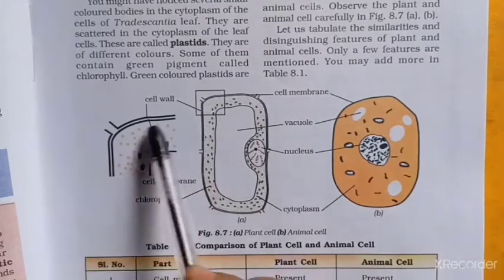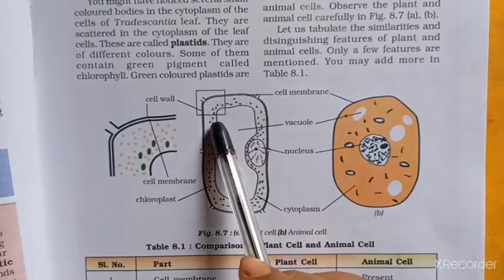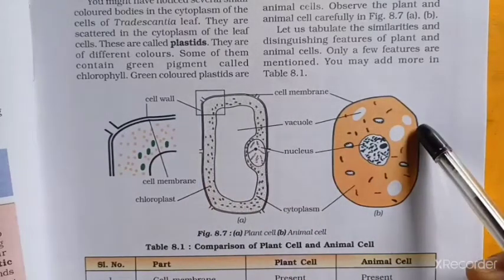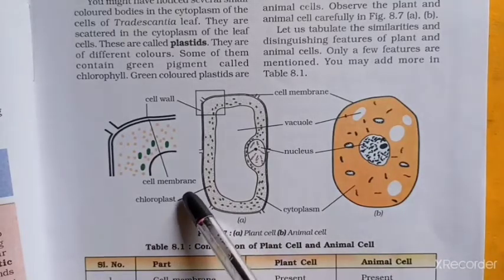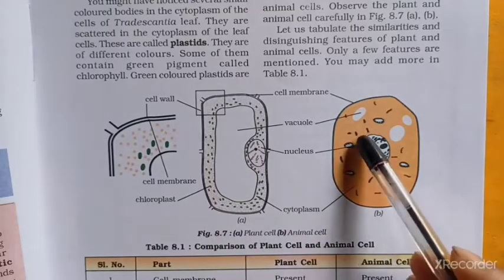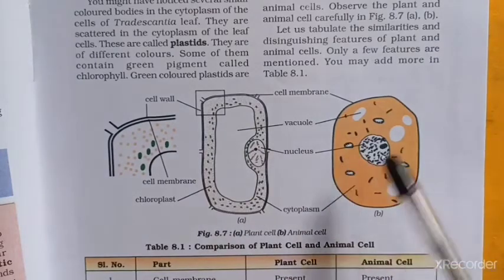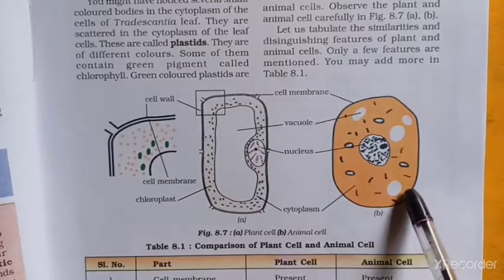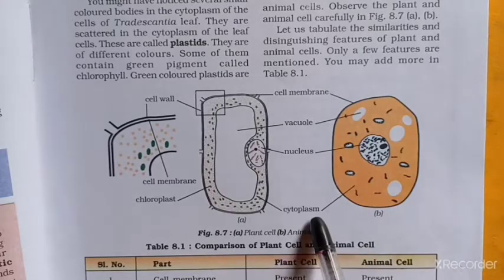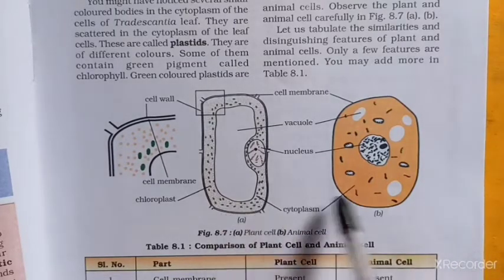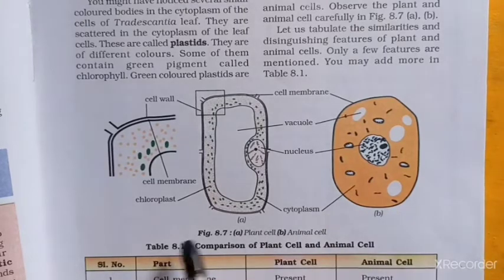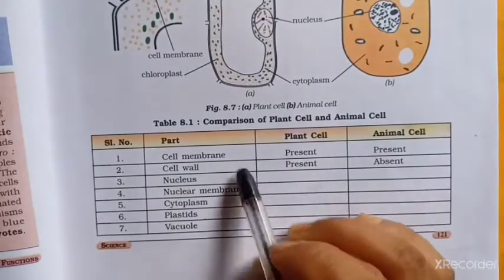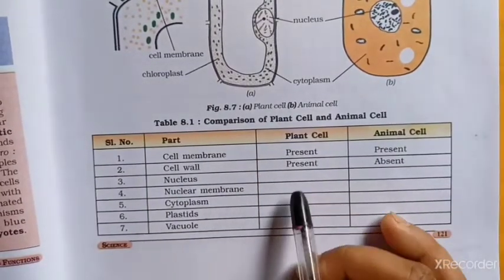Cell wall is present in the plant cell, and cell wall is absent in the animal cell. Cell membrane is present in both plant and animal cells. Chloroplasts are present in the plant cell, whereas chloroplasts are absent in the animal cell. Cytoplasm is present in both plant and animal cells. So these distinguishing features are given here. Then we have to fill up this table.